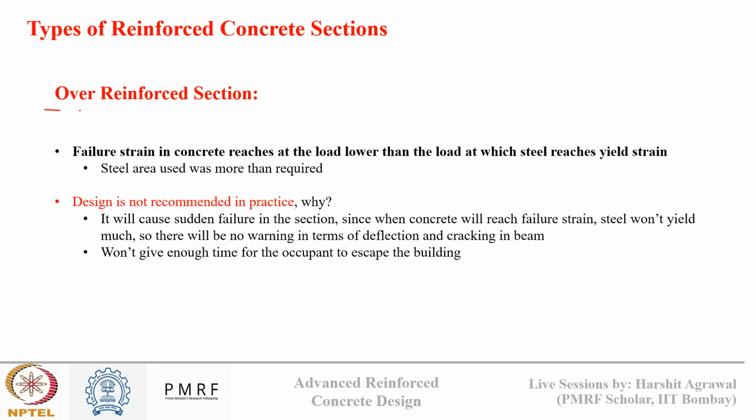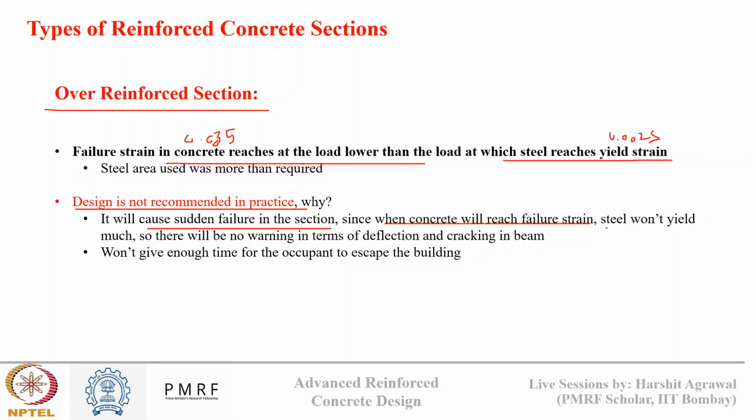Now, the third case, that is the over reinforced section. In this, what happens? Concrete is reaching its ultimate strain value of 0.0035 before steel reaches the steel strain of 0.0025. So what this means is that concrete crushing will start to happen even before steel starts yielding. This is not recommended in practice, because it will cause sudden failure of the section, because concrete is failing now before steel.